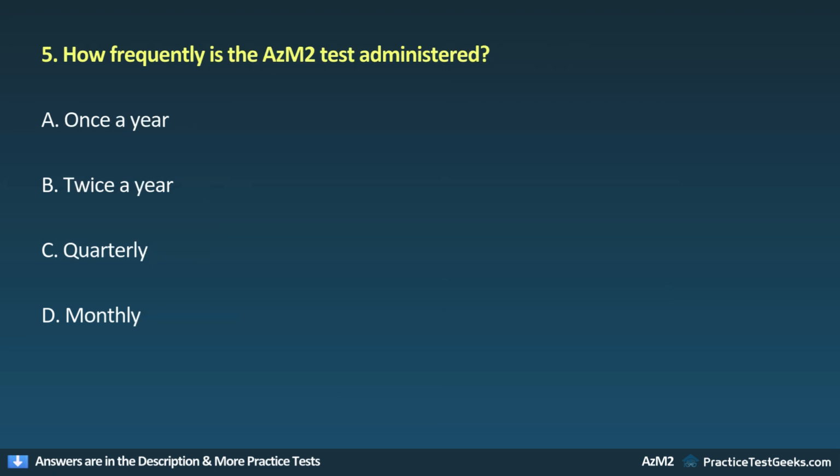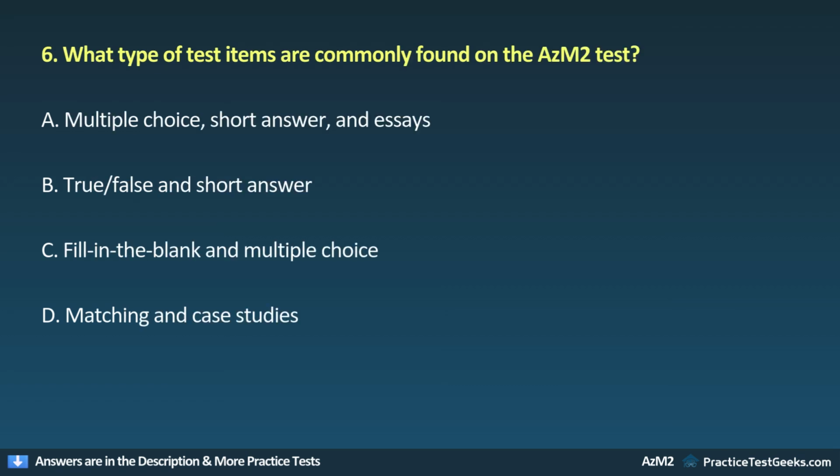5. How frequently is the AzM2 test administered? A. Once a year. B. Twice a year. C. Quarterly. D. Monthly.